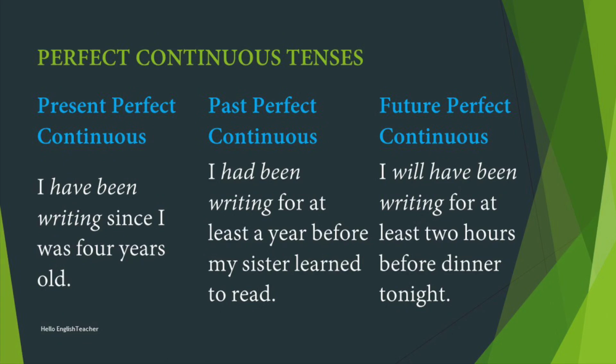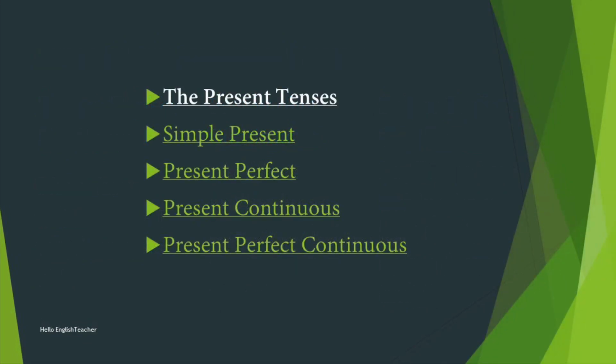So, let us look at the example given here. I will have been writing for at least 2 hours before dinner tonight. So, what is the action that will be continuing? It is writing. So, I will have been writing until the next event. What is the next event? It is the dinner tonight. So, this is one example of the future perfect continuous tense.